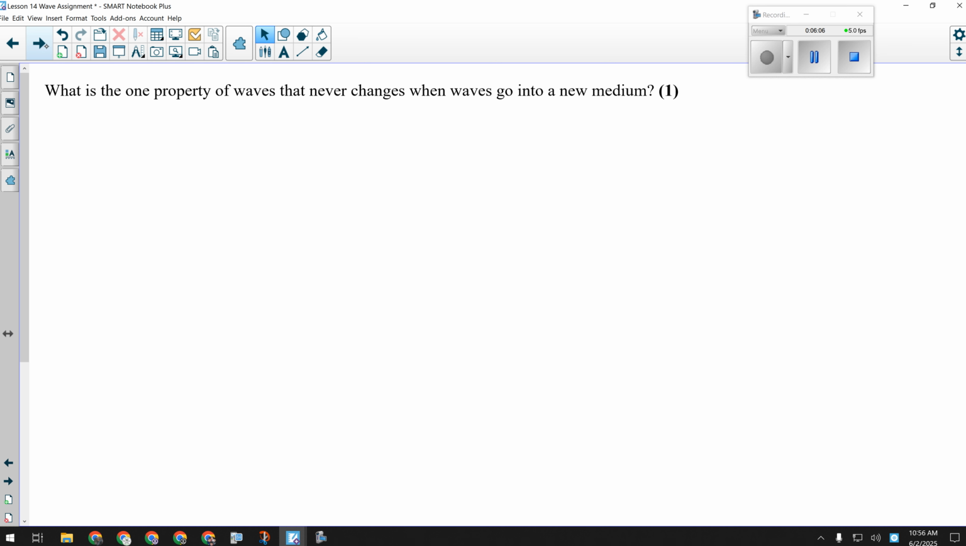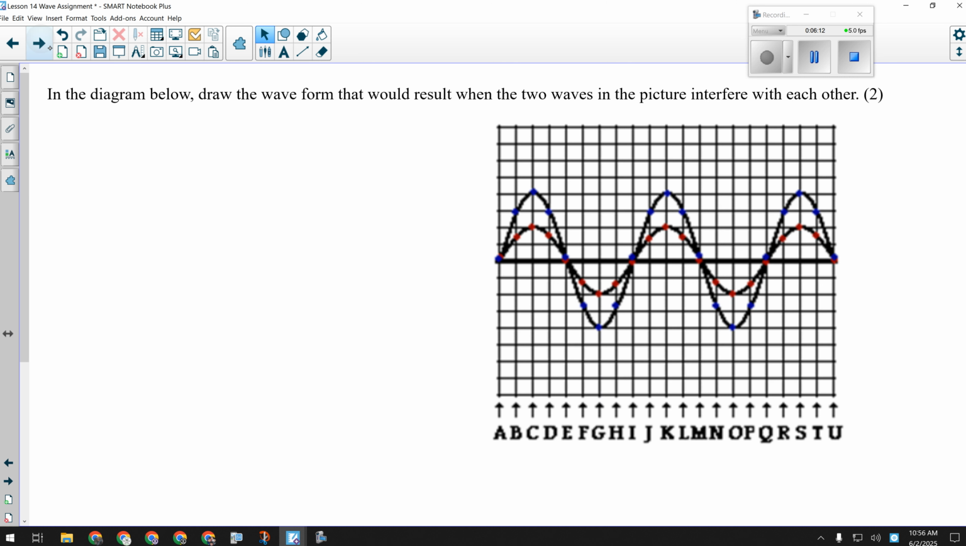All right, one property of a wave never changes. That could definitely be a multiple choice kind of question. Now looking at these two waves, is this just like the question on the quiz? It is. So these two waves, are they in phase or out of phase? They are in phase. When one is up, the other is up. Now the red line has an amplitude of +2, the blue line an amplitude of +4, and then obviously minus in the other spots.